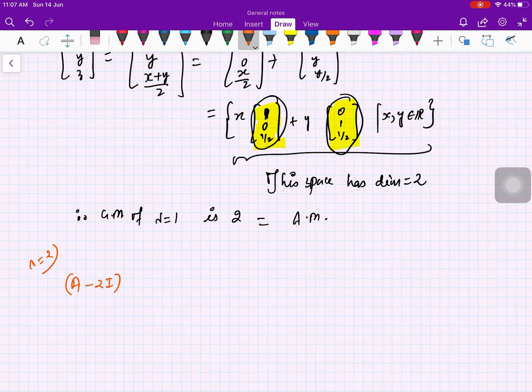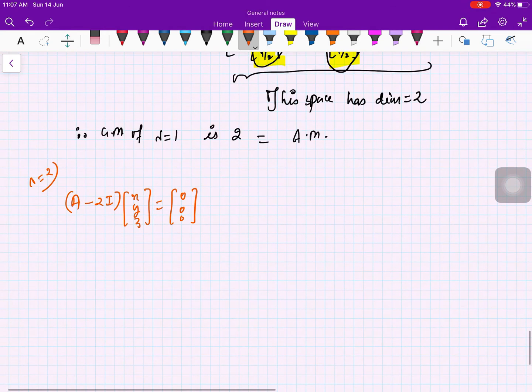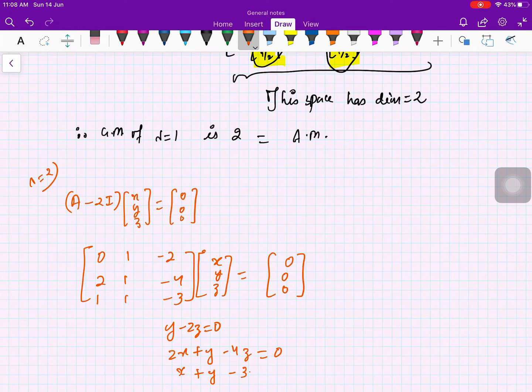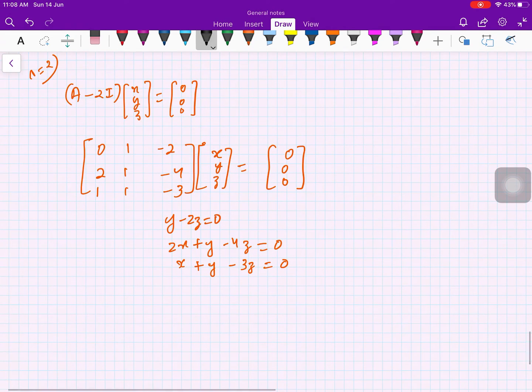Now, the other eigenvalue is lambda equal to 2. So you need to solve (A minus 2I) times (x, y, z) equal to (0, 0, 0). Fine, you do it. What will you get? You'll get the matrix with rows 0, 1 minus 2, 2, 1 minus 4, and 1, 1 minus 3. Again, I'll ask you to do the calculations yourself. So here you'll get y minus 2z equal to 0, and then 2x plus y minus 4z equal to 0, and x plus y minus 3z is equal to 0.